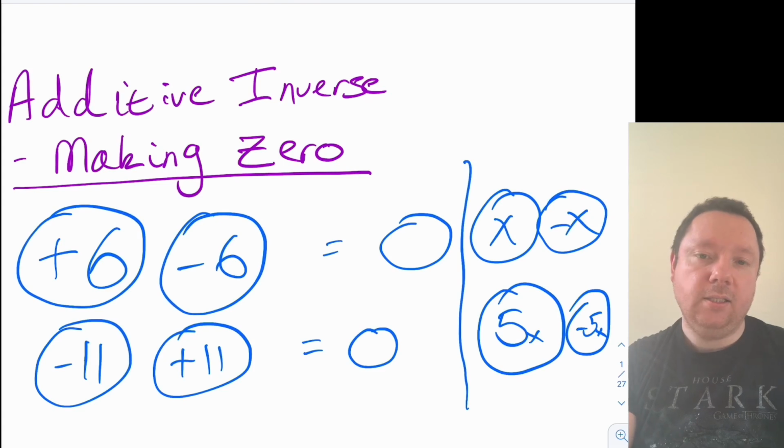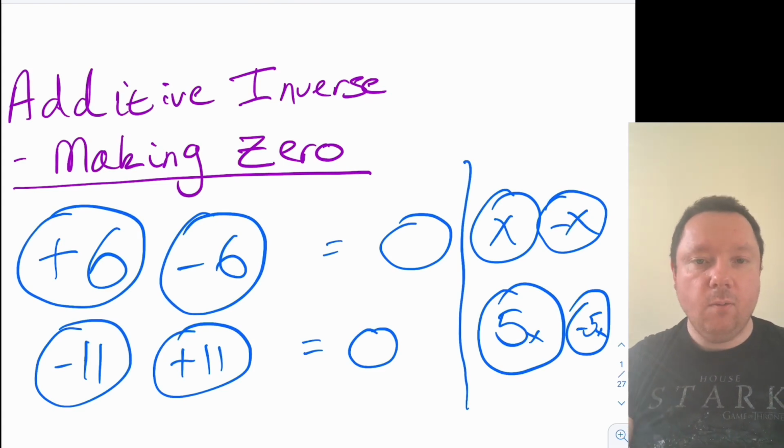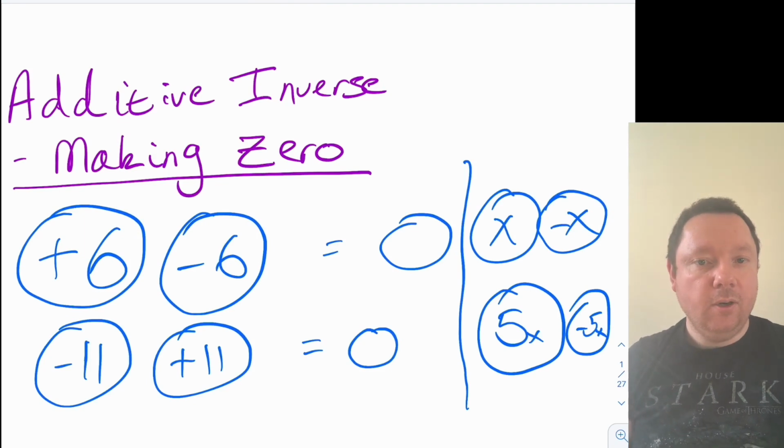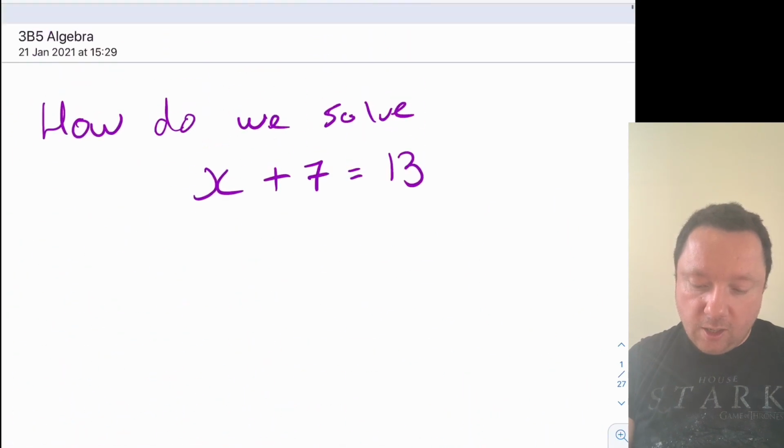Now you're probably asking yourself, what's the point of this? Well, that's exactly how we're going to solve algebraic equations to start with. We're going to be looking at balancing both sides, and we're going to be looking at what do we need to do to make 0 when we're trying to get rid of a number, and on one side to just leave the algebraic expression. So let's go back to the example that we had to start with.